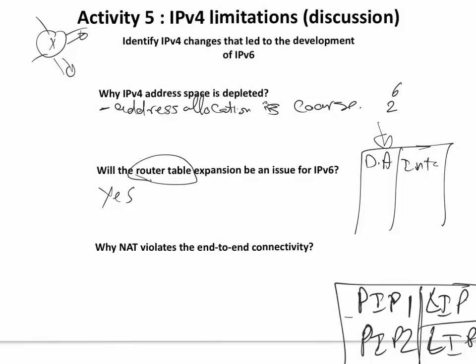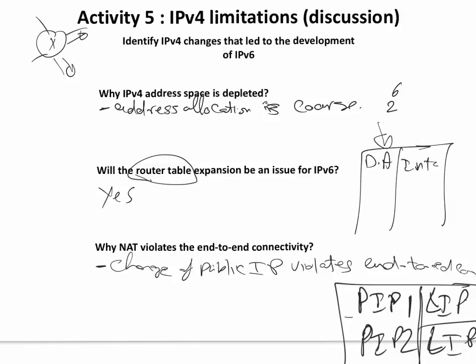Why does NAT violate end-to-end connectivity? We talked about this. We said that because of the change of IP address, the change of public IP, it violates end-to-end connectivity. What else?